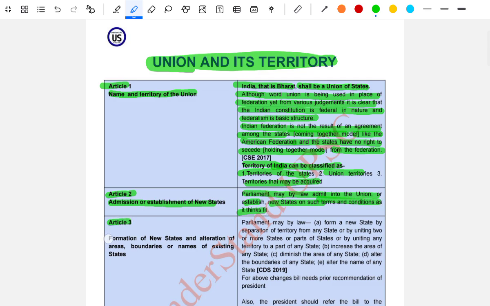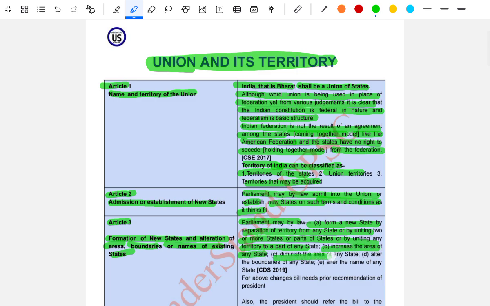Article 3. Formation of new states and alteration of areas, boundaries or names of existing states. Parliament may, by law, a. Form a new state by separation of territory from any state, or by uniting two or more states or parts of states, or by uniting any territory to a part of any state.